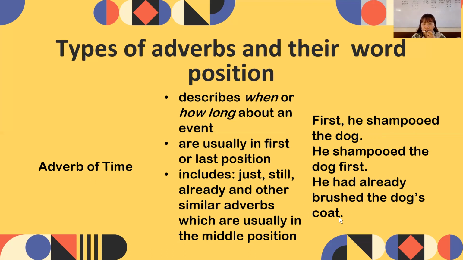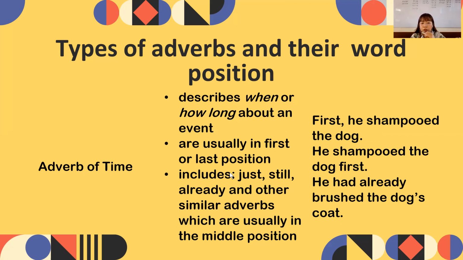So he had already brushed the dog's coat. We have here the subject. We also have your auxiliary verb, if you remember sa word order natin na topic sa last session. So had, for example, is an example of our auxiliary verb. Main verb natin yung brushed. And then the dog's coat is our direct object. So already is put here in between your auxiliary verb and your main verb.